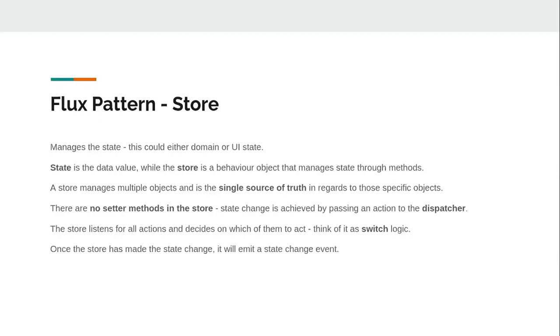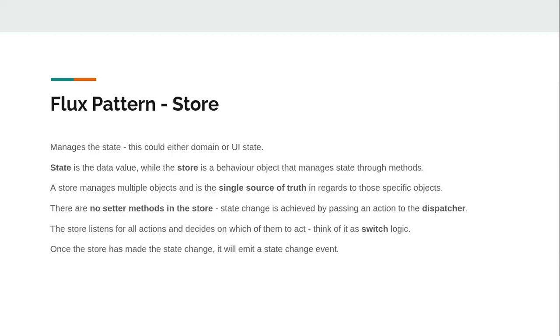Remember we said data flows in a unidirectional manner. So there are no setter methods in the store. For you to change state, you need to go through someone called the dispatcher. You need to perform an action to the dispatcher so that you do not have data inconsistencies. Because if you have setter methods that go directly to the store, you have a big problem. You need to have only one point of entry in terms of making changes to the store, and that is the dispatcher. The dispatcher will have all the logic to do whatever it needs to do. So the store listens for all actions and decides on which of them to act. You can think of it as switch logic, as you will see in our example.